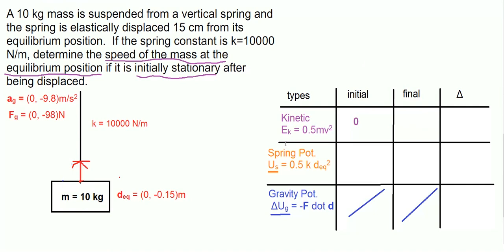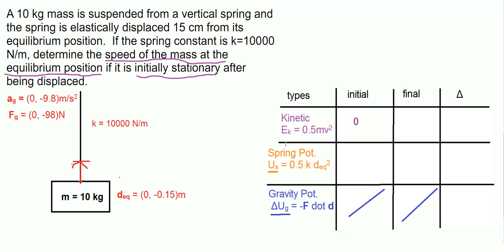As for the final amount of kinetic energy, you can't fill that in because you do not know the speed of the mass at its final point, in which the mass is returned to equilibrium. So for this top type of energy, kinetic, we're actually done here. There's nothing else we can fill in at this moment. So we're going to work our way down to spring potential.